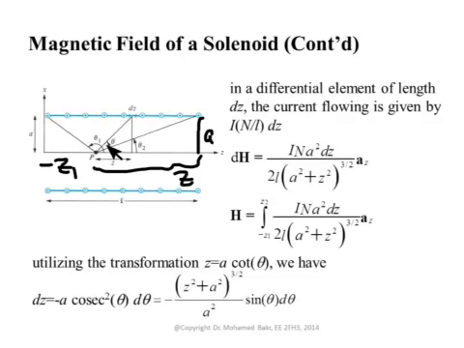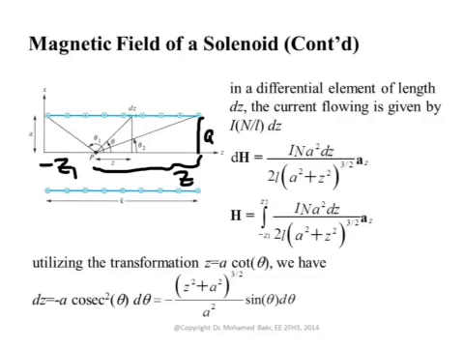And theta always has the ratio of tangent here of a over z. a over z is simply equal to tangent of theta. So z is equal to a cotangent of theta. And if you take the derivative, dz is equal to minus a cosec squared theta d theta.